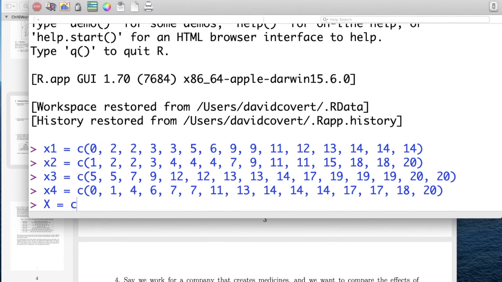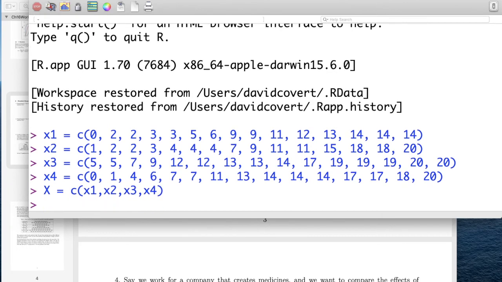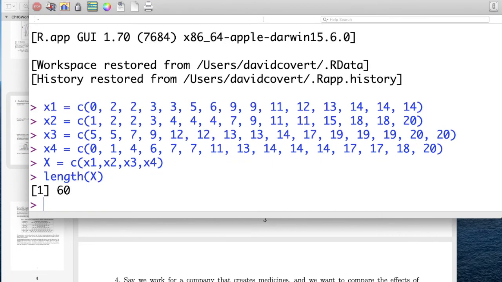And now I'm going to group all the values together. So just like we did before, I'm going to group capital X together, and capital X should have 60 things in it. Each of these sets, x1, x2, x3, x4, all have 15 elements in them.